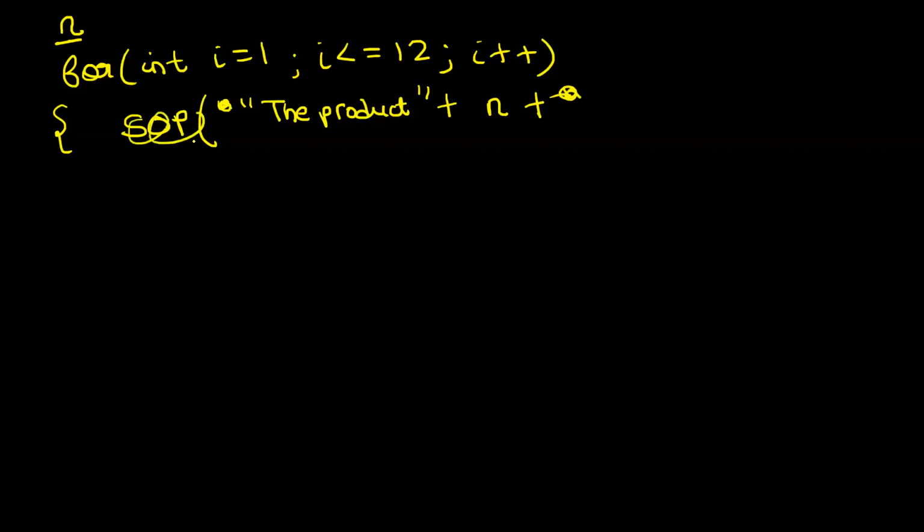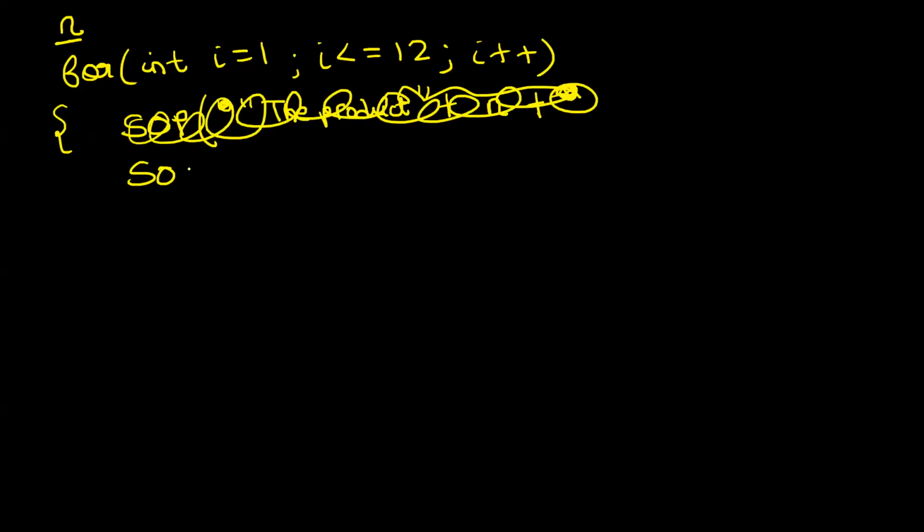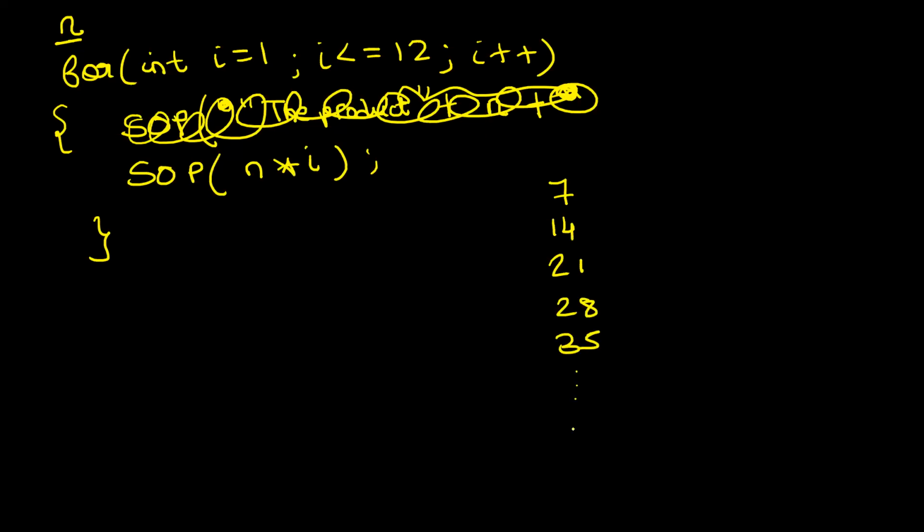Or let's say I don't want to print fancy words at this point of time. Can I just print SOP n into I? Do you agree this will print to me? Let's say the value of n is 7. Then do you agree it will print 7, then 14, then 21, then 28, then 35, likewise till 84? Do you all agree? It will print the table of 7, 14, 21, 28, 35 till 84.